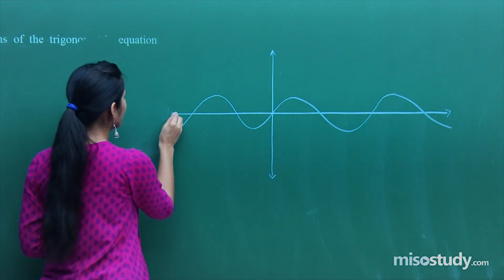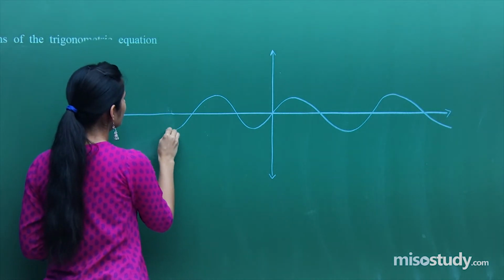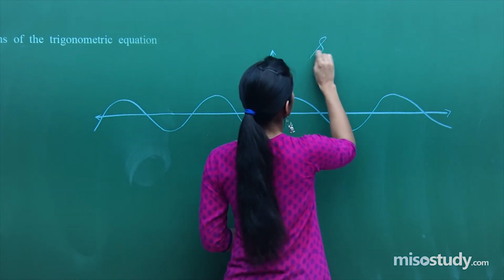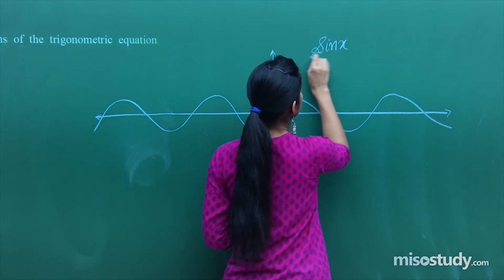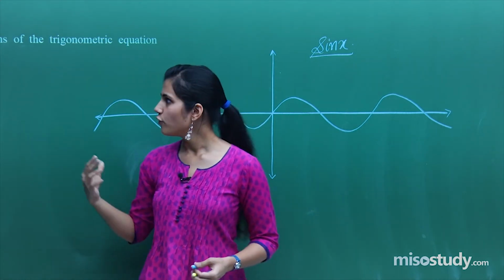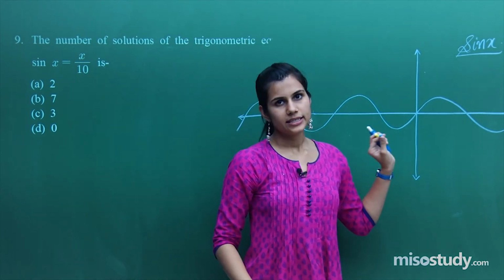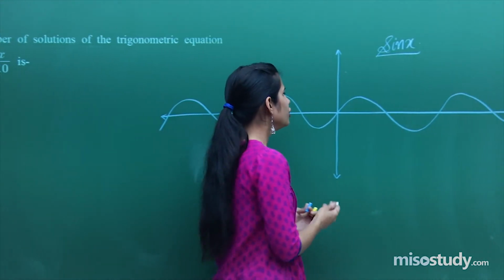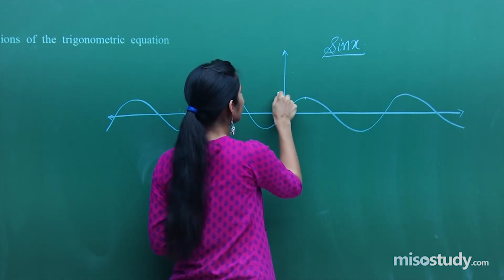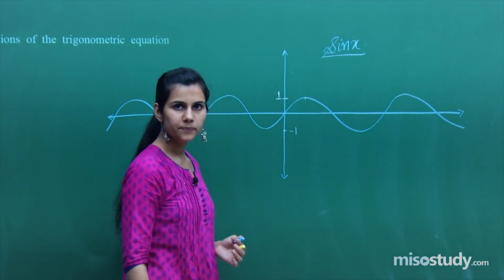You can draw for your comfort zone as many oscillations as you feel are necessary to deal with the question. Fine? So, this is your sin x. In the same plane, I will be drawing the graph of y equals x by 10 and see where it is intersecting. Now, you should be very well aware that the maximum value which the function can take is 1 and the minimum that it can take is minus 1, right?